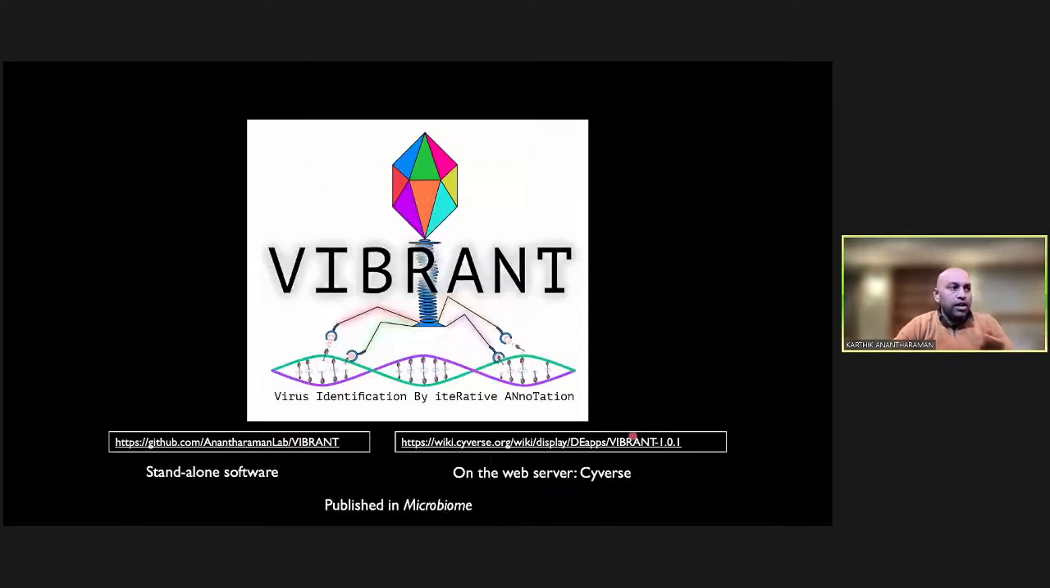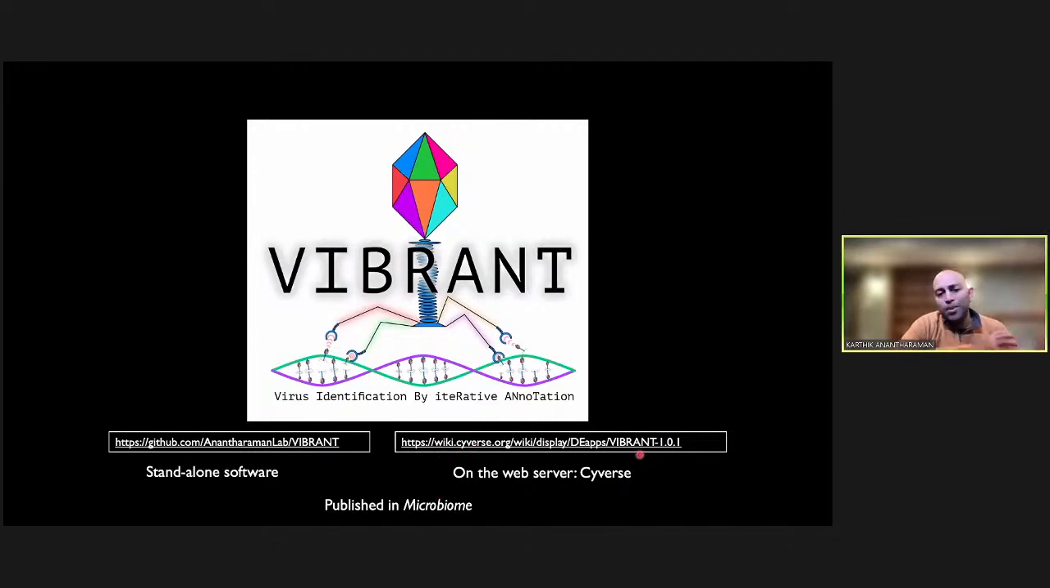Now, this machine learning model is implemented in a software tool known as Vibrant. Vibrant can be used as a standalone software on your computer or your server, or you can also use it on the web server Cybers.